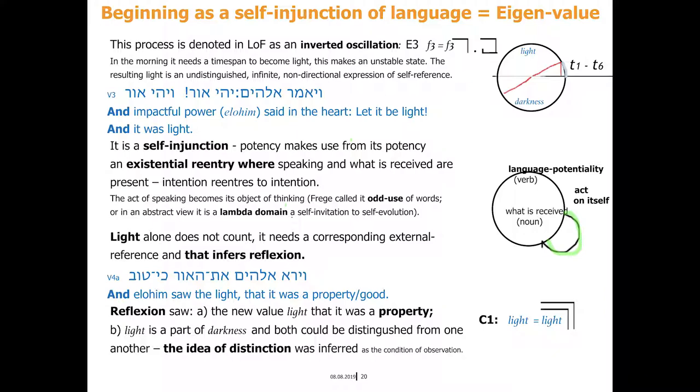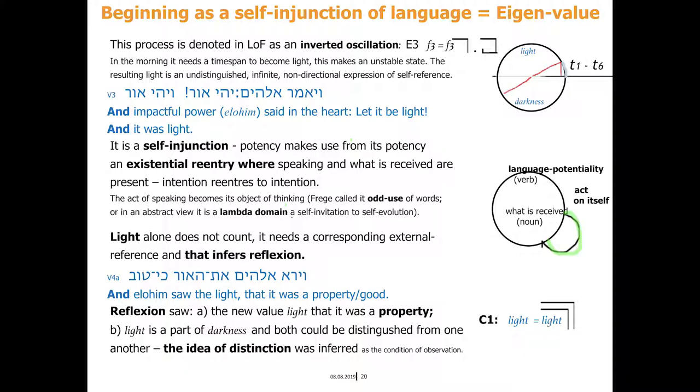And sign of relation, Elohim saw the light that it was a property, or good. It's reflection. Reflection saw A, the new value light, that it is a property. B, light is a part of darkness, and both could be distinguished one from the other. The idea of distinction was inferred.